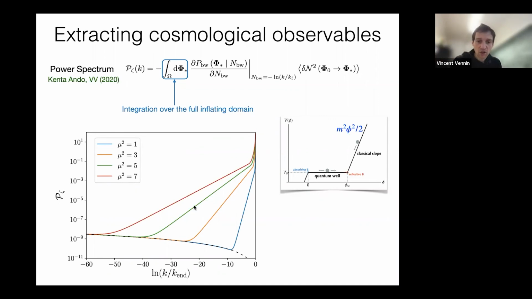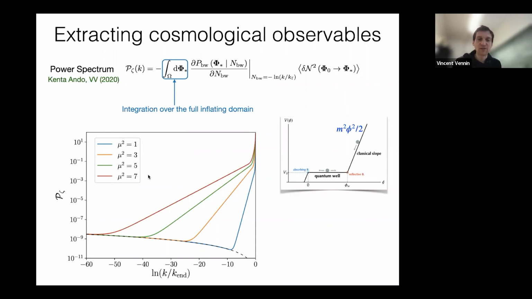And this is a plot of what I obtained for the power spectrum in this model. So this is power spectrum as a function of the wave number. The black dashed line is the classical result. So it's the result for m squared phi squared without this quantum well region. And the colored lines are the result in the full theory where I have introduced mu before, but remember that mu is essentially a measure of the width of this region. So when mu equals 0, you get the black dashed line. This is mu squared equals 1, 3, 5, and 7. So as mu increases, you enlarge the quantum well, and so you have a larger and larger deviation from the classical result. Now, the point that I would like to make is the following.